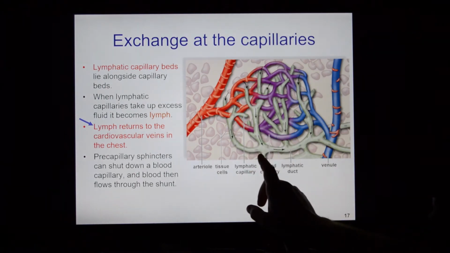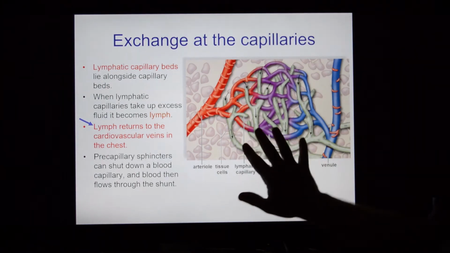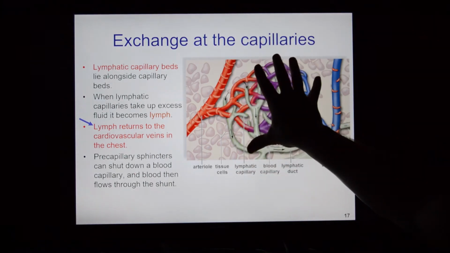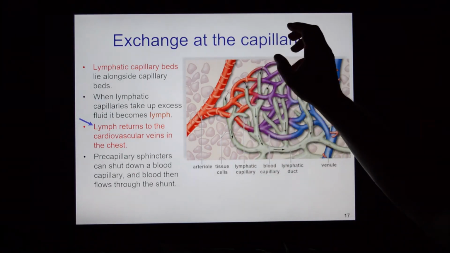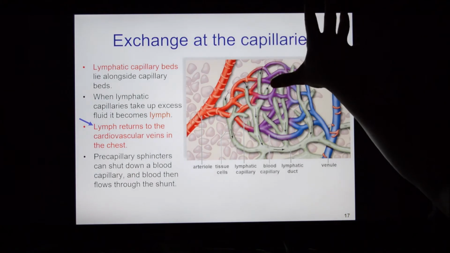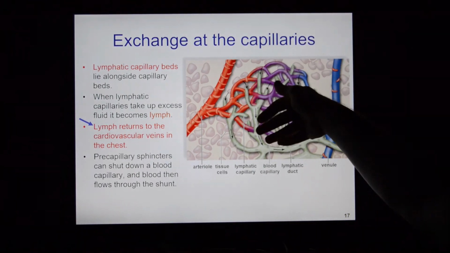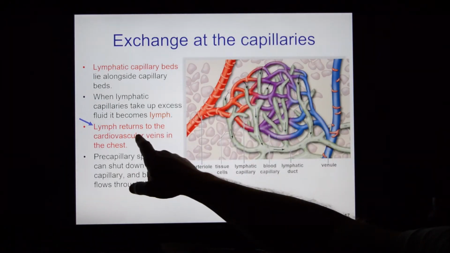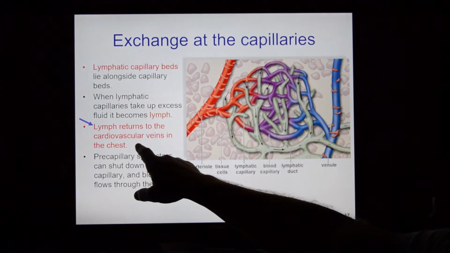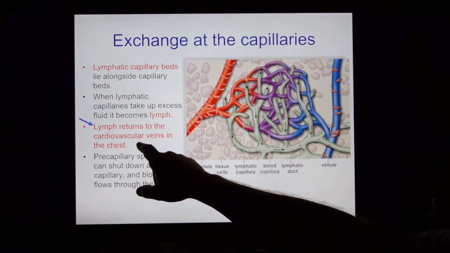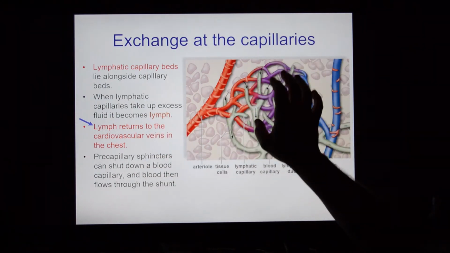We have a lymphatic system. You have lymphatic vessels that are all around your capillary beds, and every time fluid leaks out of your capillaries, some of it that gets left behind comes into the lymphatic system. The lymphatic system returns fluid to the cardiovascular system. That is what it does. The lymphatic system picks up excess tissue fluid.